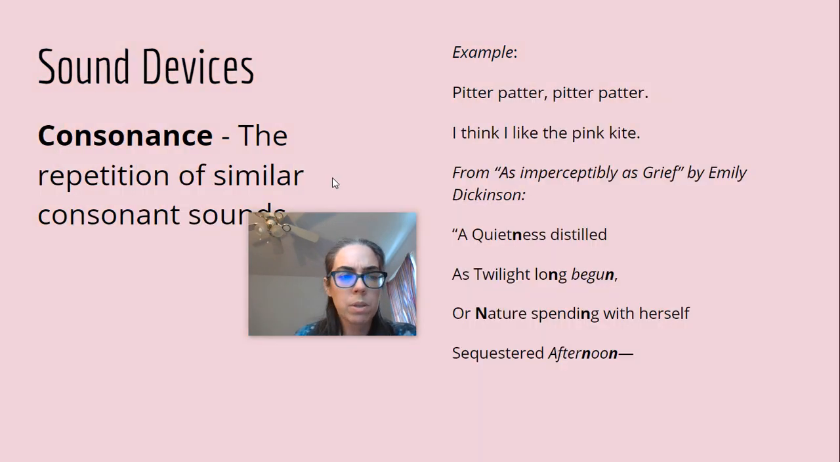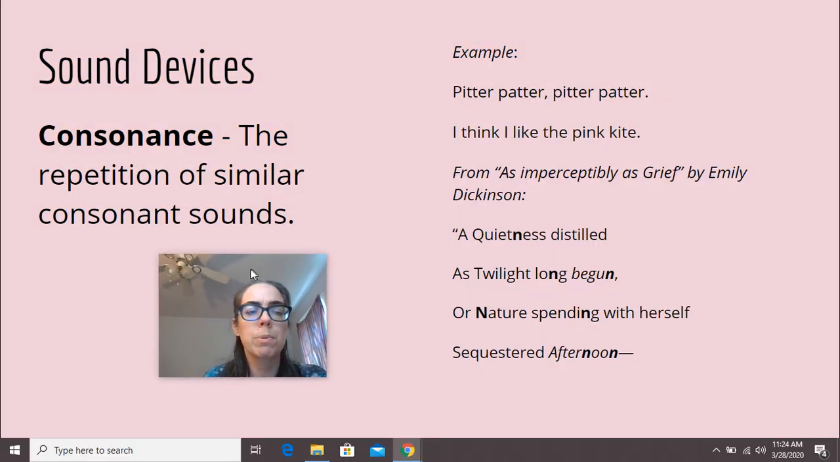Rhyme. Wait, did I miss one? Oh, consonance. Consonance, a repetition of similar consonant sounds. We're going to find this within the word or at the end of the word because alliteration comes at the beginning. So here we have pitter patter, pitter patter. We've got that double T. I think I like the pink kite. You've got the NK and the K.